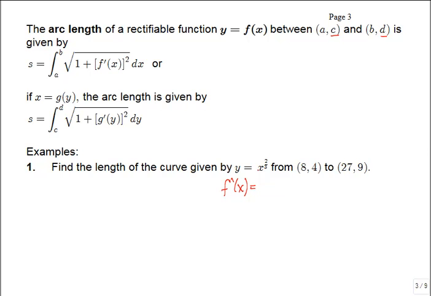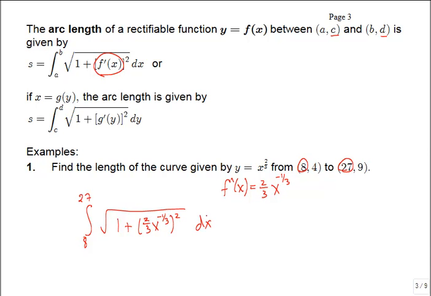So f prime of x, or the derivative of this function, using my power rule, I bring down the 2/3, and when I subtract 1 from the power, the new power becomes a negative 1/3. So that's going to go right here where this f prime of x is. So my integral becomes the integral from the first x to the second x, so from 8 to 27, of the square root of 1 plus 2/3 x to the negative 1/3, there's my derivative, squared dx.